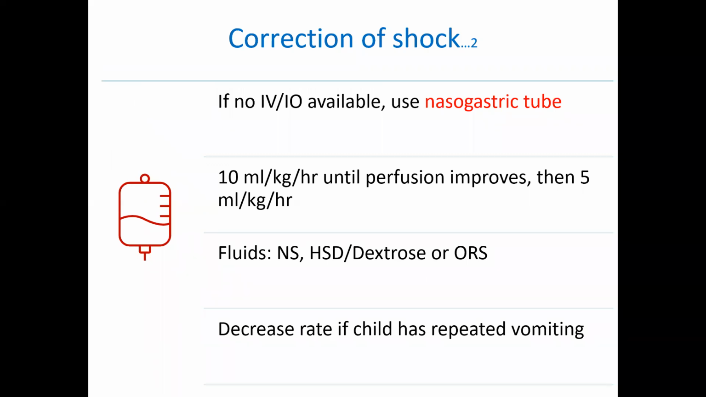So still on management of shock, in the rare event that you are unable to get intravenous or intraosseous access, then you can use a nasogastric tube. And in this case, fluids can be administered at 10 mils per kg per hour until perfusion improves, and then at 5 mils per kg per hour. For this, we can use either ORS or half-strength Darrow's with dextrose.